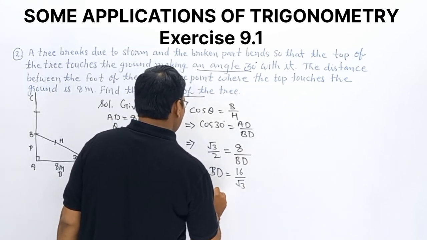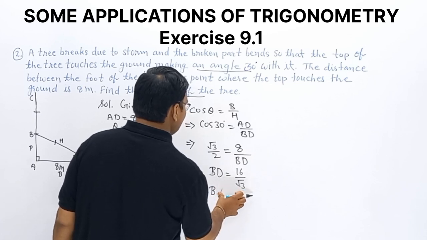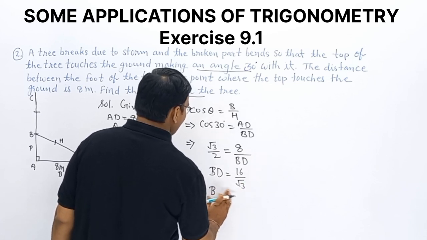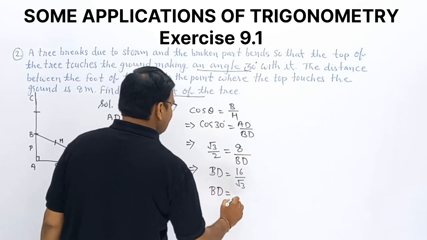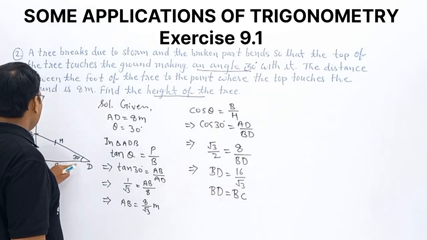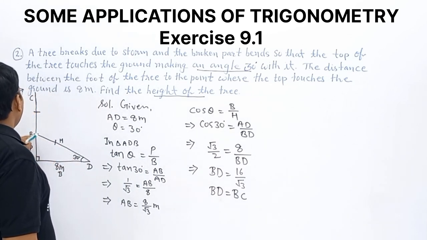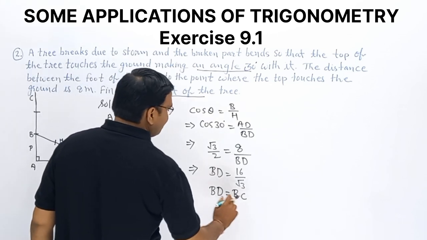We know BD equals what? BD can be written as what? It is the bending part. So BD will be equal to BC. After breaking, it is the bending part, which is this one. So BD will be equal to BC.